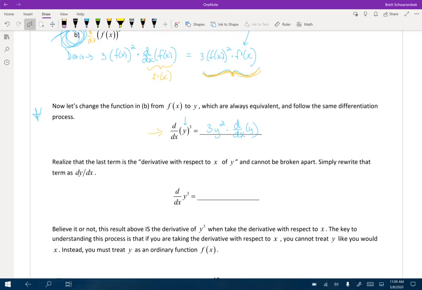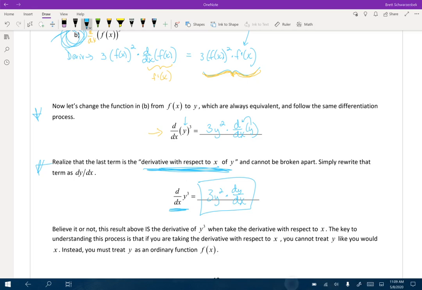All right, that's interesting. So what is that actually the same as? Well, it says realize that the last term is the derivative with respect to x of y. This cannot be broken apart. Simply rewrite it as dy dx. So basically the y comes up here, and you get this. All right, believe it or not, I know this is going to be crazy, the derivative of y cubed is actually that. So that's the answer.